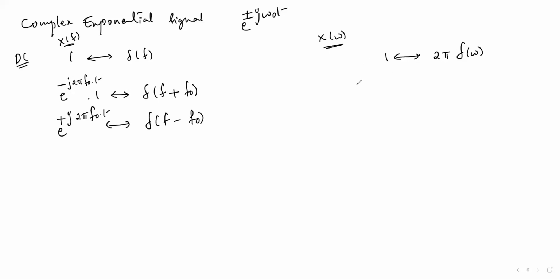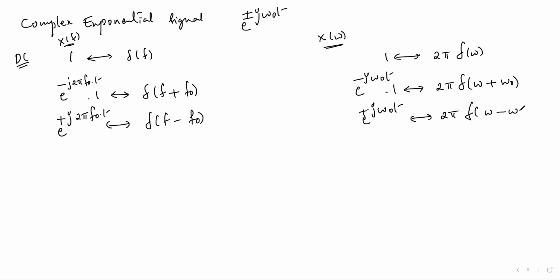Whereas in omega analysis, if we multiply e to the power of minus j omega naught t with 1, the other side Fourier transform is a shifting of the signal, 2 pi del with opposite sign, that means omega plus omega naught. For e to the power of plus j omega naught t, the Fourier transform is 2 pi del of omega minus omega naught. So we now have the complex exponential signal Fourier transforms.